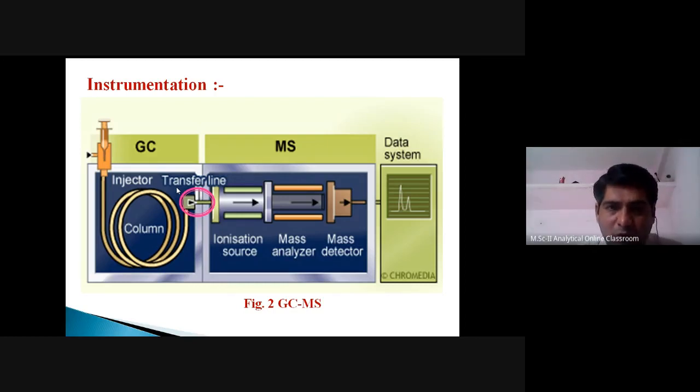And this is very important because, as we know, GC operates under high pressure, whereas MS operates at low pressure or high vacuum. So we need a device which can combine these two instruments. And this is called the transfer line.